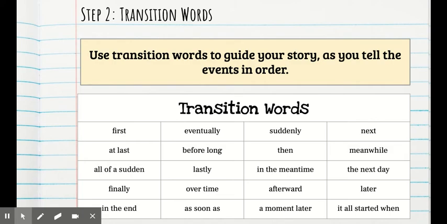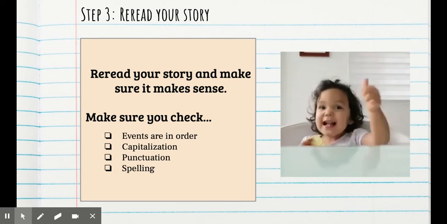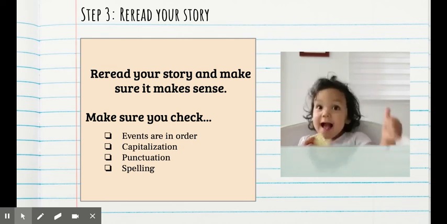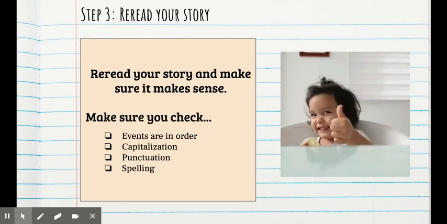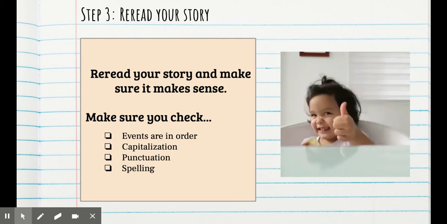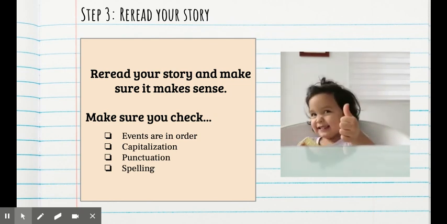After you add in your transition words, you're going to want to reread your story. Make sure that it makes sense, okay? Make sure that your events are in order. Make sure there's correct capitalization, punctuation, and spelling. But always go back and reread your story to make sure it makes sense, okay? And that is how we are going to use sequence of events in our writing.